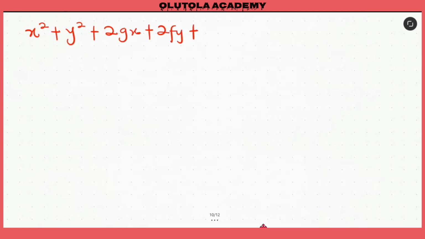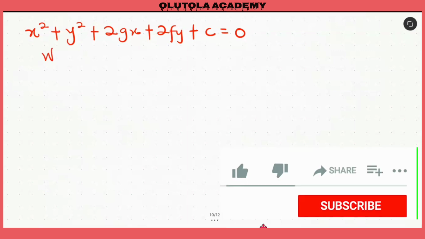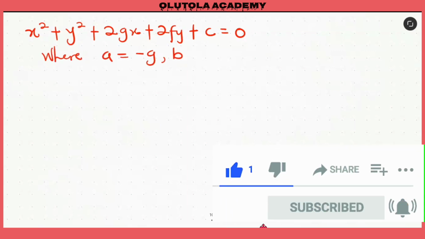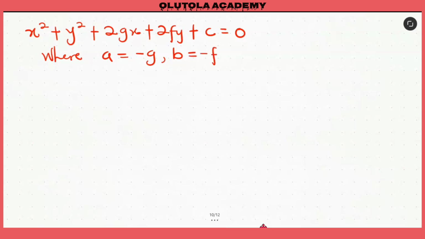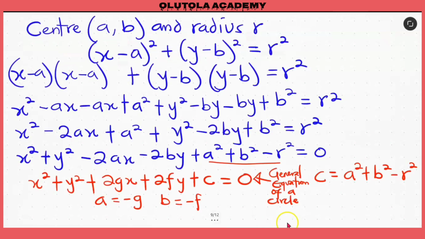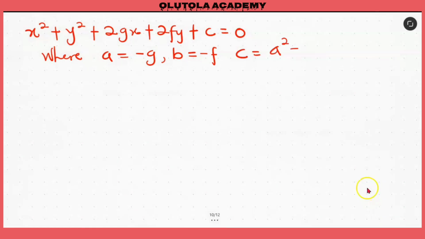The general equation of a circle is x² + y² + 2gx + 2fy + c = 0, where we know a equals negative g, b is negative f, and c, as we got earlier, is a² + b² − r². So we have a² + b² − r².